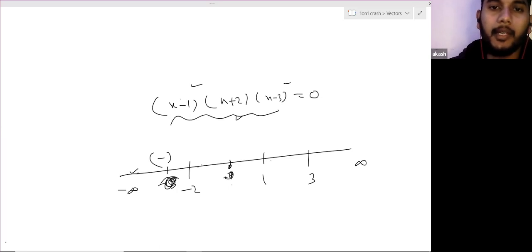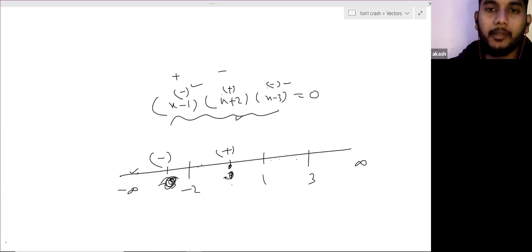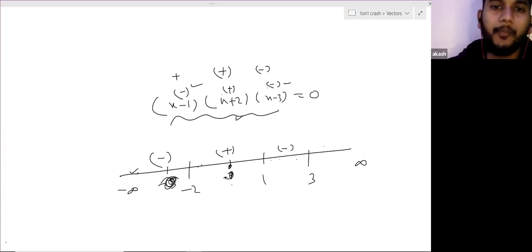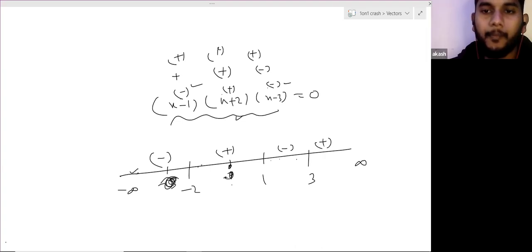Please put a number from -2 to 1, which we can put 0. If you put 0, this is negative, this is positive, this is negative. Negative, negative is positive. Positive. From 1 to 3, we can put 2. So this becomes positive, this is also positive, this is negative. So negative. If you put 3 to infinity, that is 4. Positive, positive, and positive. Positive. Is it clear now?